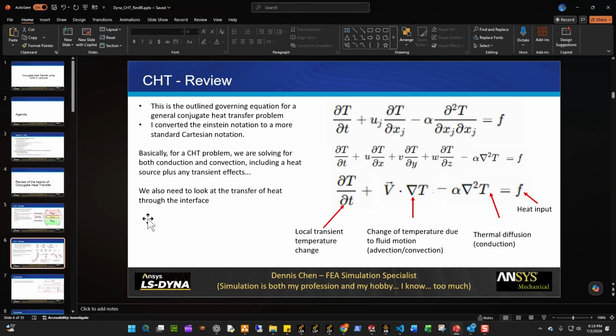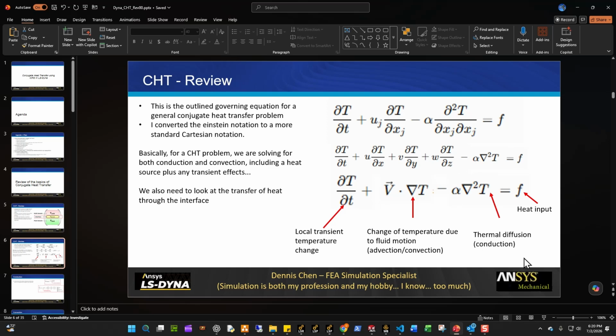All right, the basic heat equation that's being solved in Dyna or in most other solvers out there, we're essentially solving for the relationship between the conduction and the convection inside the system. I broke down the original equation from an Einstein notation to essentially the notation that's most commonly seen. Basically over here is your convection term, that's essentially the change of temperature due to fluid motions.